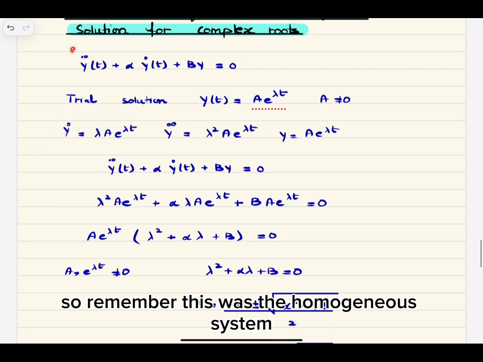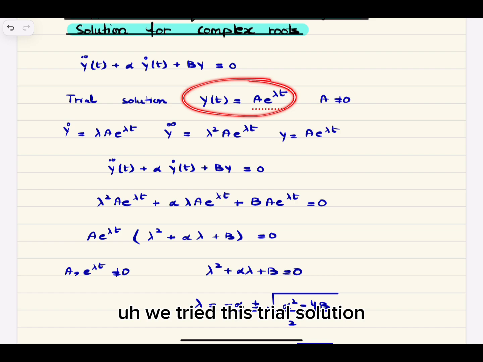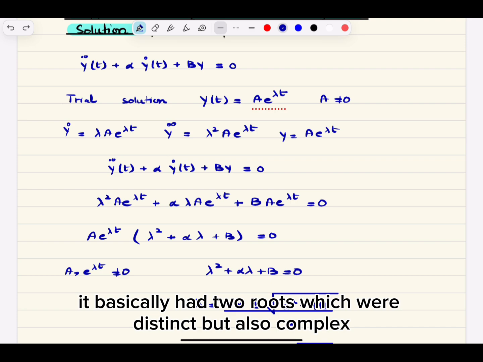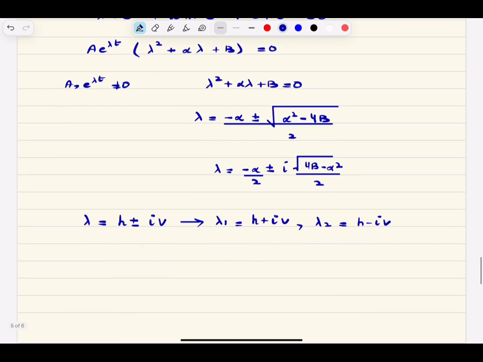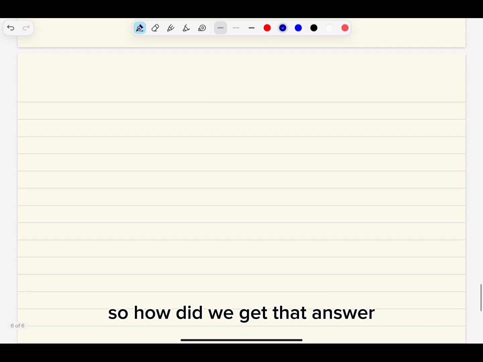So remember, this was the homogeneous system. We tried this trial solution, and when we got the characteristic equation, it basically had two roots which were distinct but also complex, and we wrote them like this. So how did we get that answer?